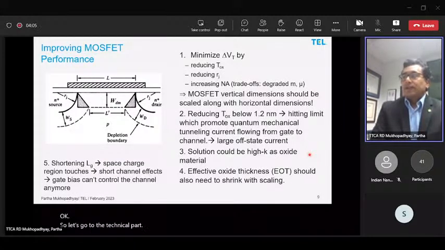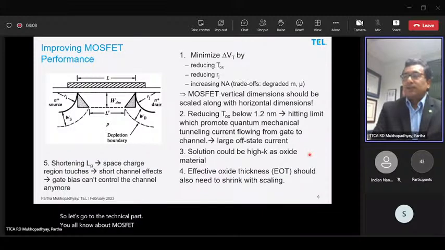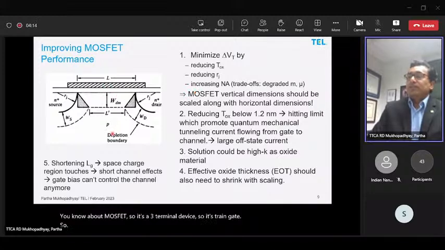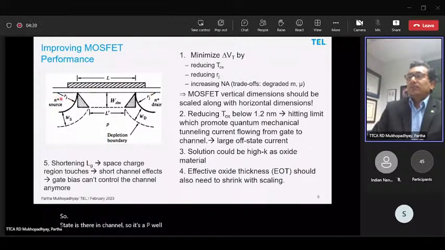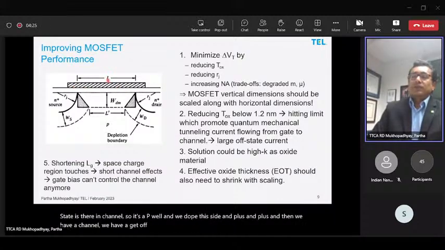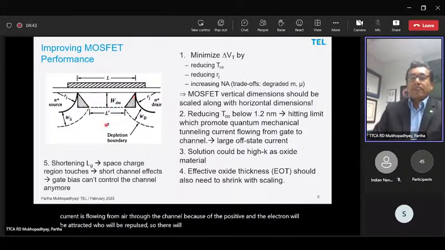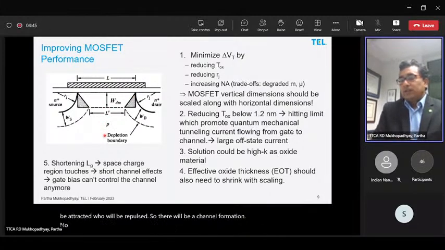Okay, so let's go to the technical part. You all know about MOSFET. It's a 3-terminal device: source, drain, gate. It is an N-channel device, so it's a P well, and we dope this side N plus, N plus. Then we have a channel, we have a gate oxide, and we put a positive gate voltage. Then there's inversion of the channel, and then we put source and drain voltage, and the current flows from here through the channel. Because of the positive voltage, the electrons will be attracted, holes will be repulsed, so there will be a channel formation.